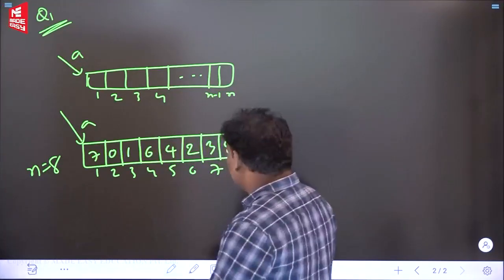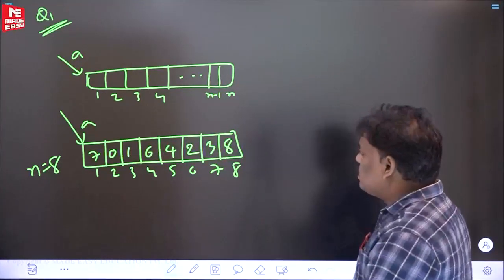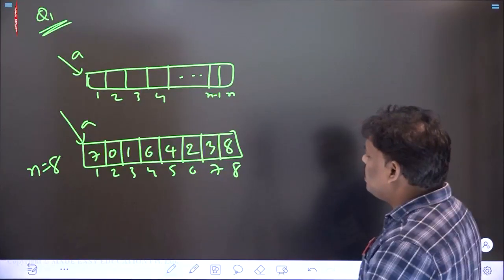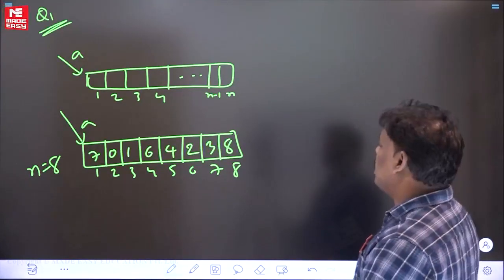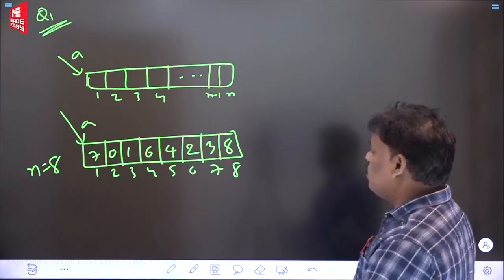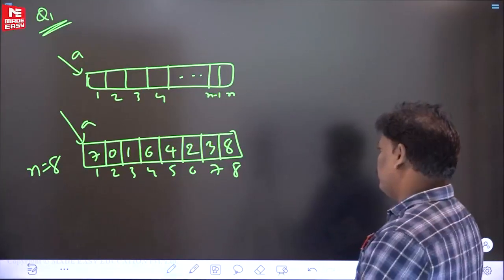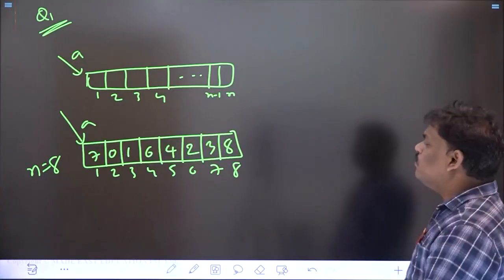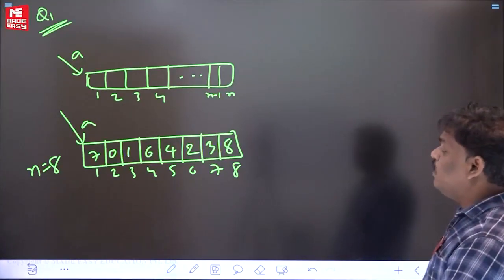Can you help me now? Who is the missing person? If you want, you can check. 0 is there, 1 there, 2 there, 3 there, 4 there, 5 not there. I think the answer is 5. How to find out the missing number? The missing number here is 5. How will you find it out?